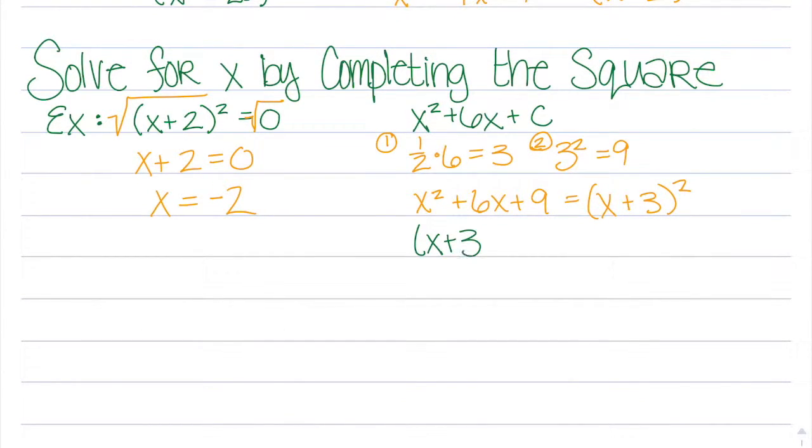So then we set x plus 3 squared equal to 0. If we take the square root of both sides, we end up with x plus 3 equals 0. We subtract 3 to the other side, and x equals negative 3.